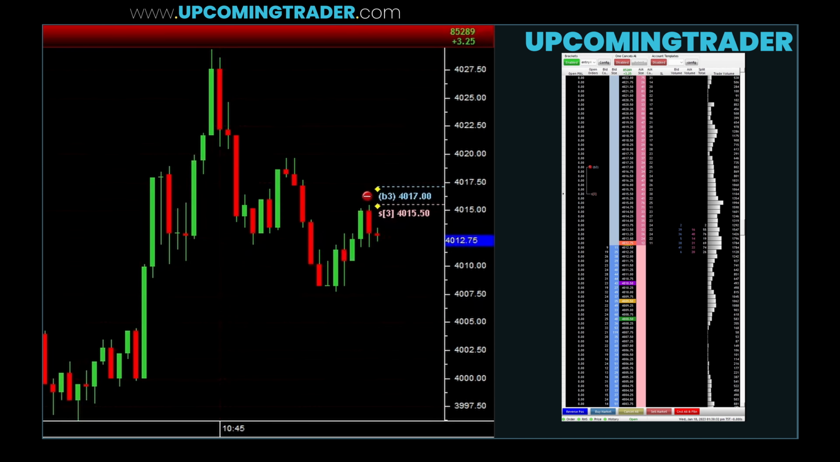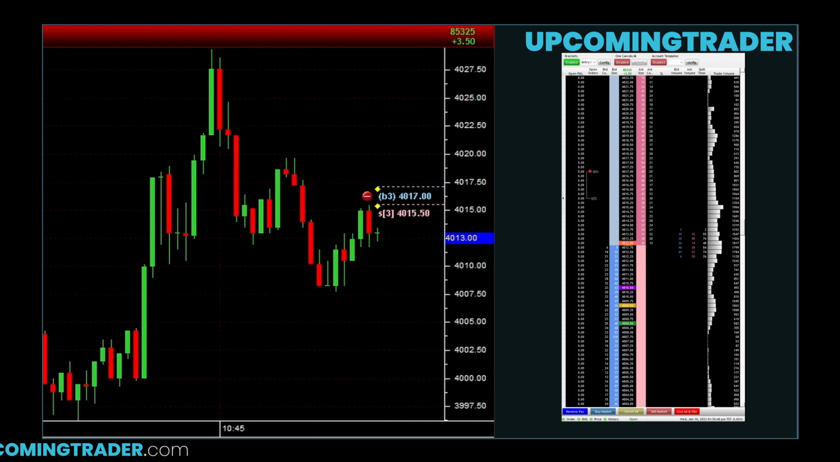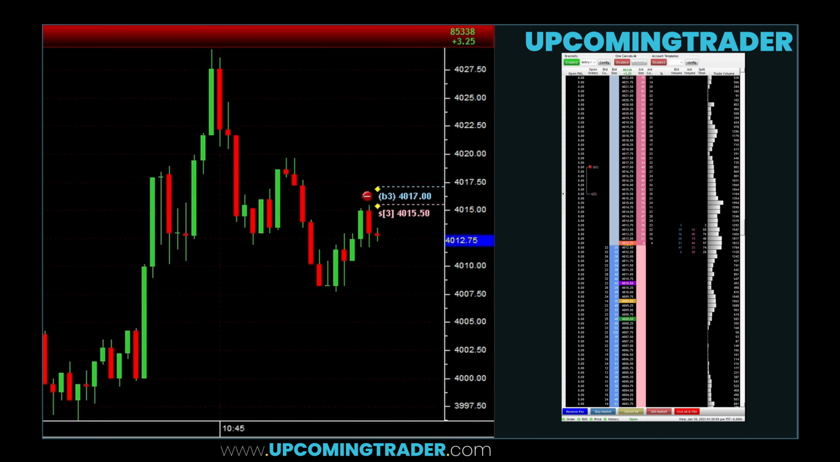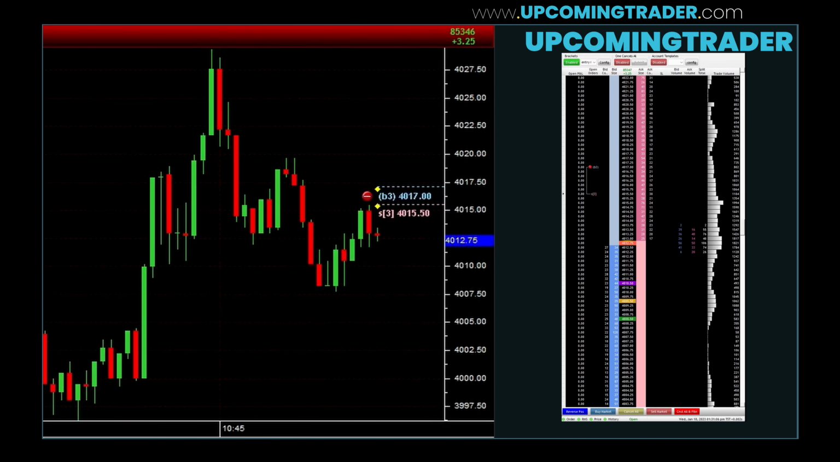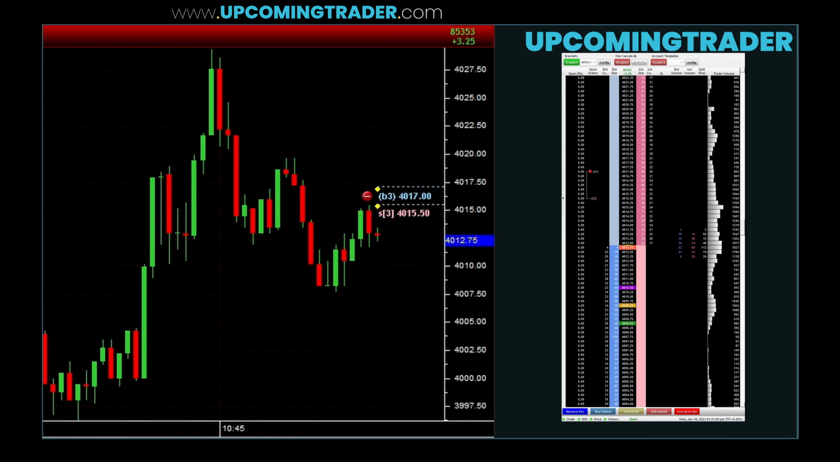A flag appears as a small rectangular channel that slopes against the prevailing trend, while a pennant resembles a small triangle with converging trend lines. These patterns typically form after a sharp movement, and the consolidation represents a pause before the trend resumes. If an exponential moving average crossover aligns with the breakout from a flag or pennant, it often indicates a good time to enter the trade in the direction of the prevailing trend.